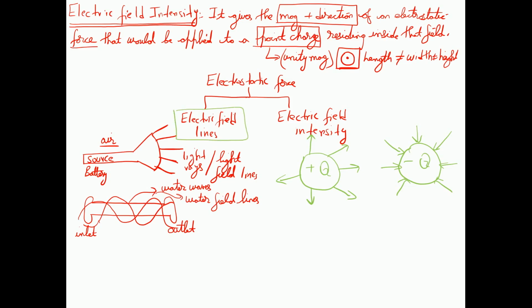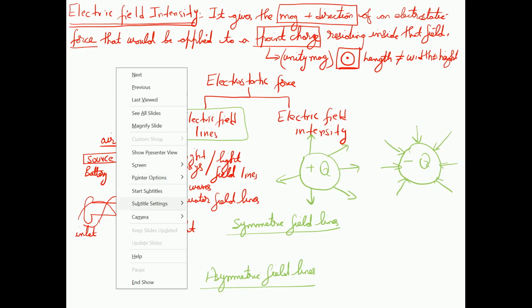Similarly, if you want a symmetric distribution of field lines between charges, we can have that. So we can have a symmetric distribution of field lines, and we can have an asymmetric distribution of field lines. What does it mean?